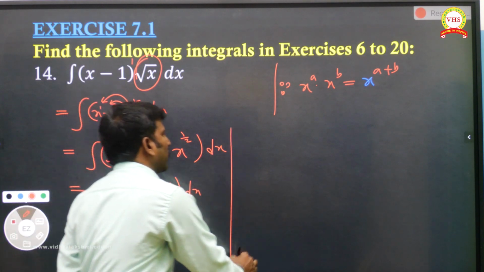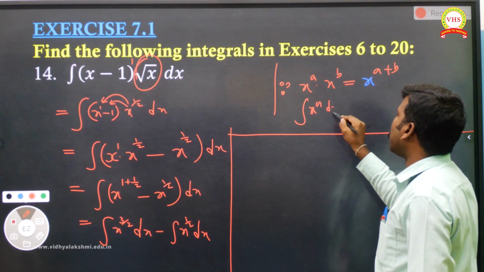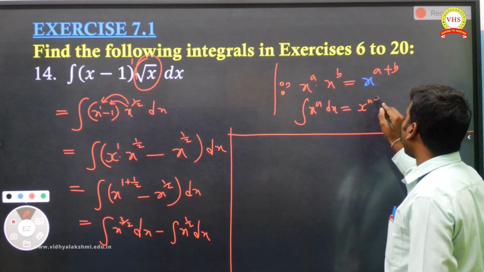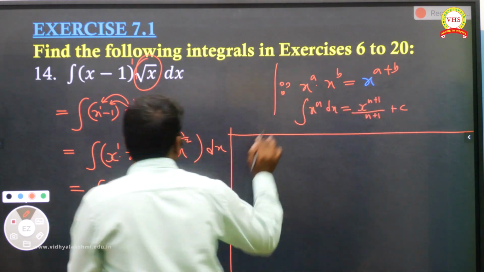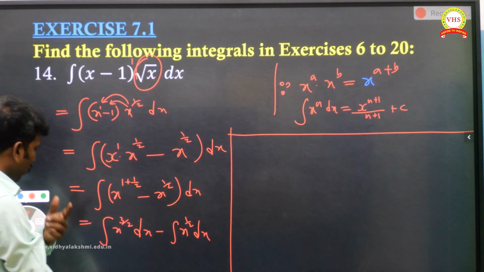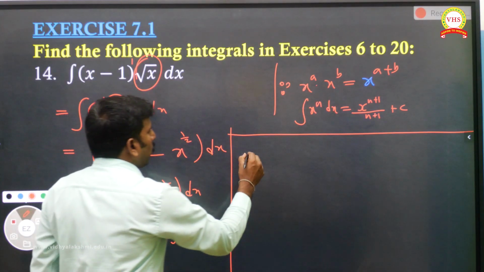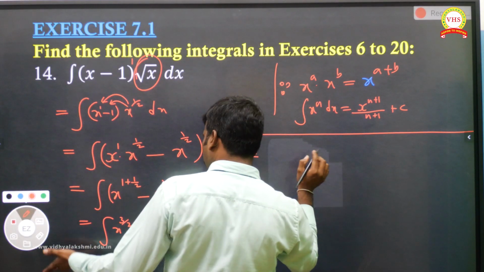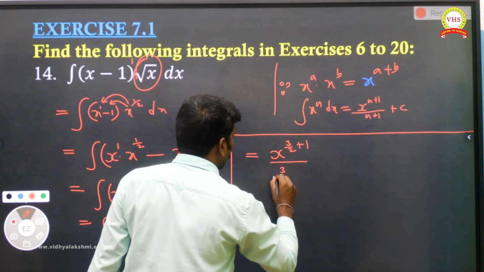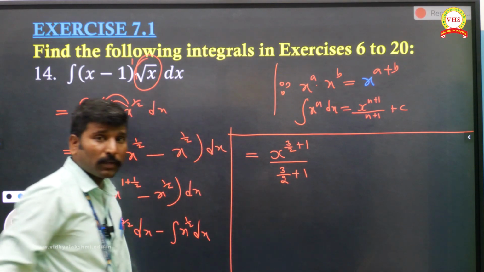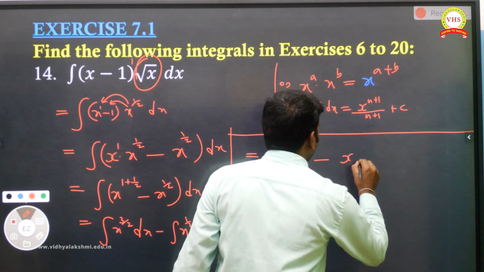Now we have to take the integral for this. So what formula am I going to use for the integral? X power n into dx is equal to x power n plus 1 divided by n plus 1 plus c. Okay, I used this formula the most, children. Kindly make a note. So instead of n, what we have here is 3 by 2. So applying the integral, x power 3 by 2 plus 1, whole divided by 3 divided by 2 plus 1. Like that, minus x power 1 by 2.